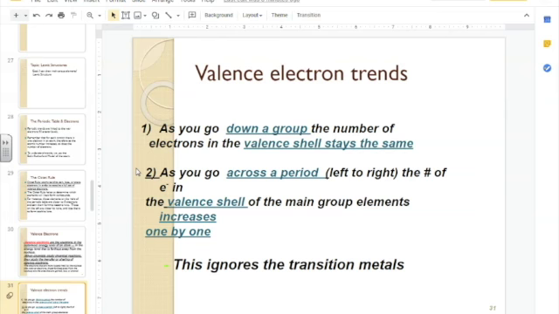So how do you tell how many valence electrons an element has? As you go down a group, the number of electrons in the valence shell stays the same. As you go across, left to right, the number of valence electrons of the main group elements increases one by one. This ignores the transition metals. So you do need to make sure you're typing out everything that's underlined. If it's highlighted red, then it is a vocabulary word.